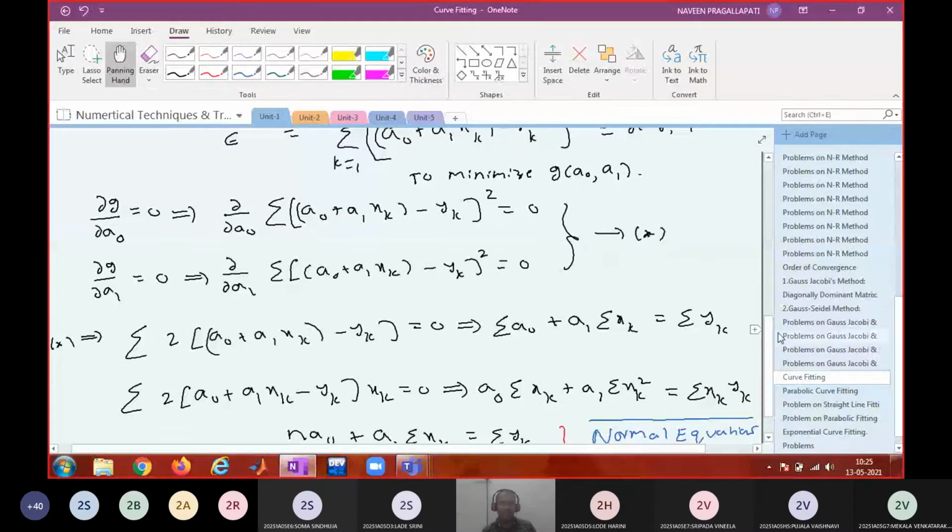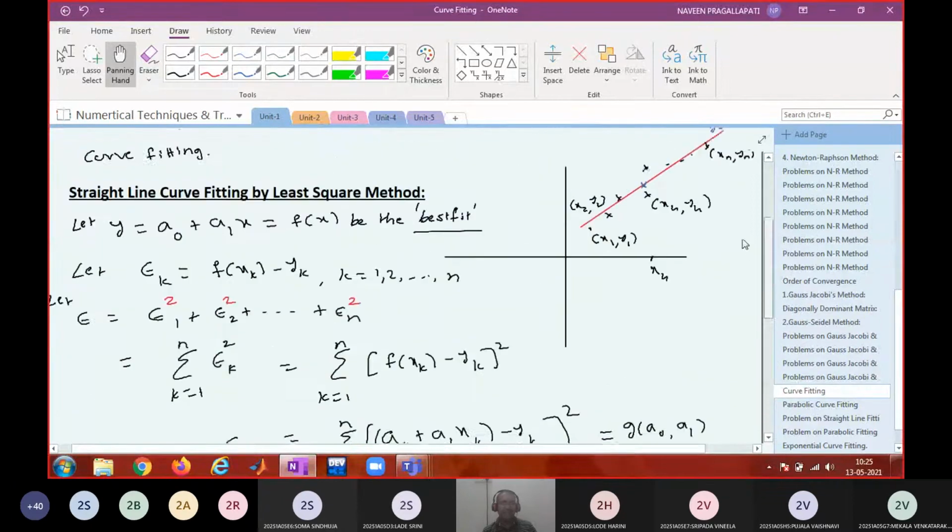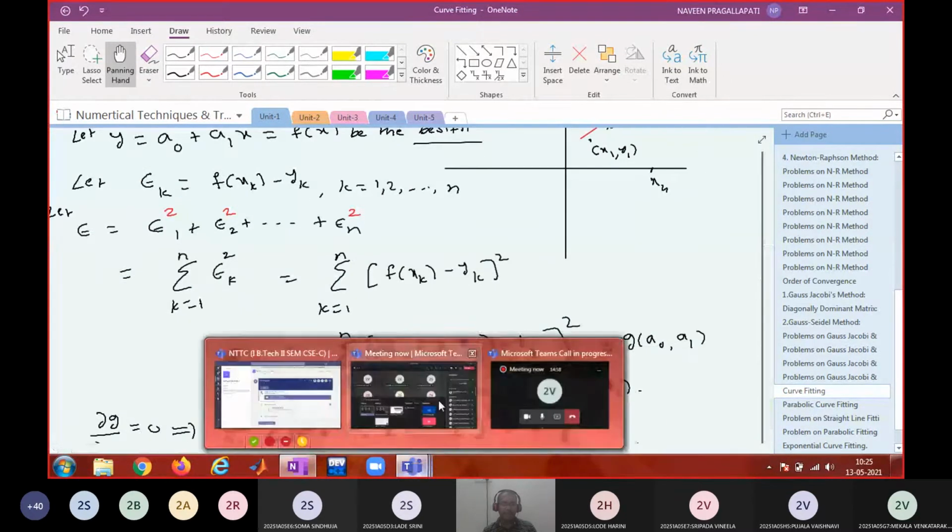Then we got a system of linear equations like this, where n refers to the number of data points. This set of linear equations is called the normal equations. So these are the normal equations for straight line curve fitting.